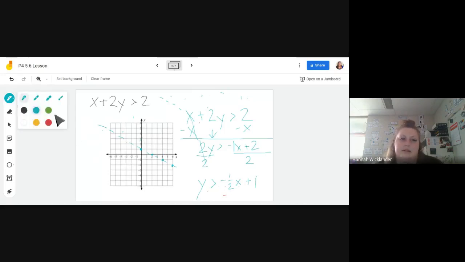So when you guys are doing the assignment, it's going to be on Jamboard. You can pick any color. And I like to use the highlighter tool because it makes it a little bit bigger. And then you just shade it in just like that.